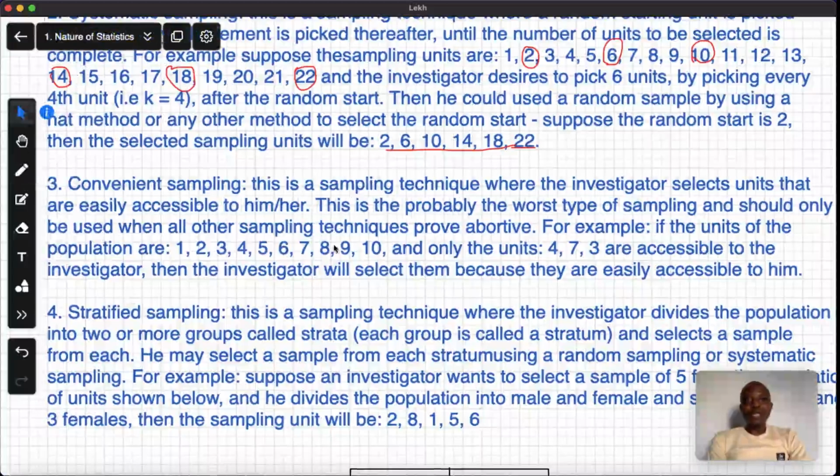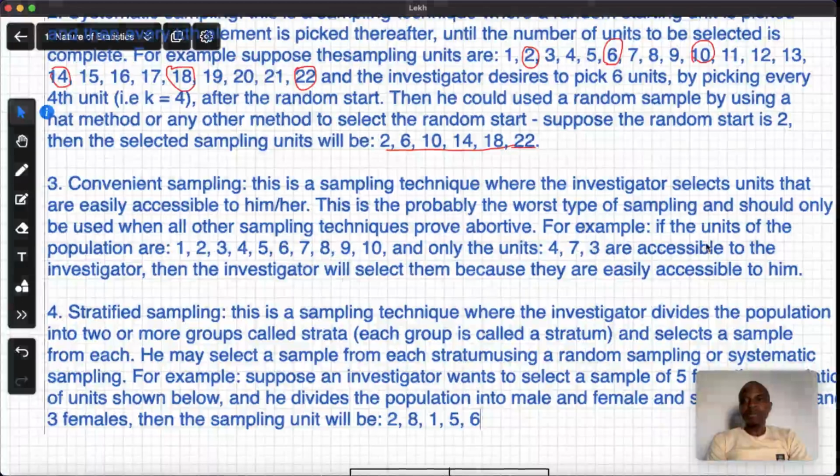All right, look at this now. For instance, the investigator may have 10 units in his population, and then he may look around and look at the units again, and then he finds out that units 4, 7, and 3 are accessible to him easily. They are very easy for him to access. So he may decide to pick them.